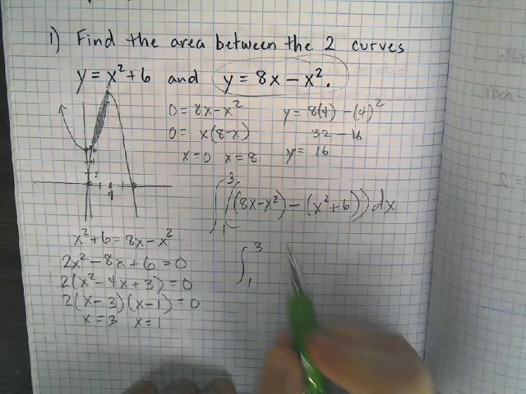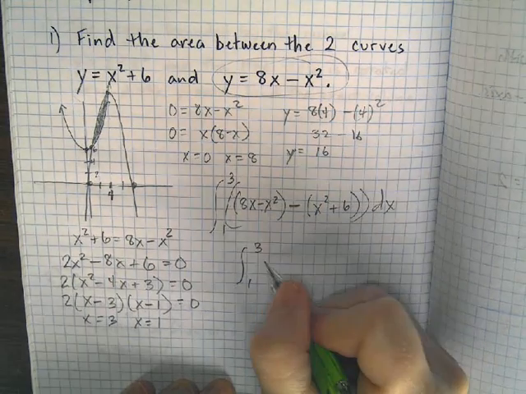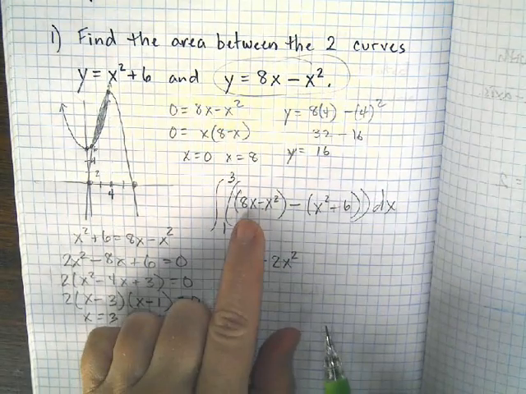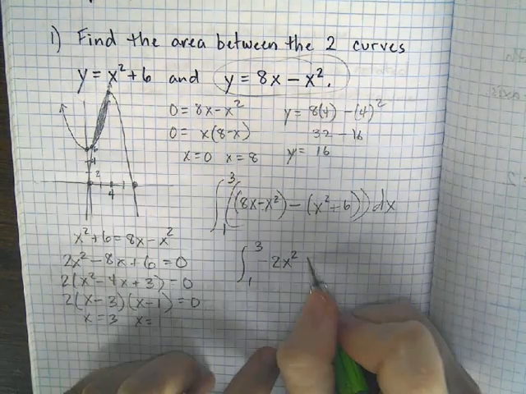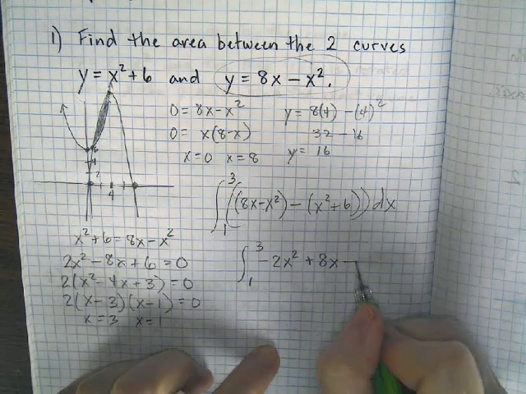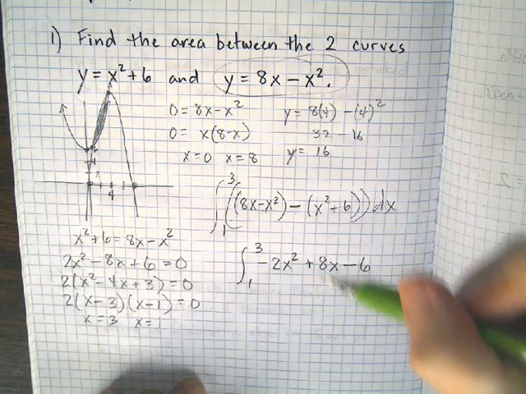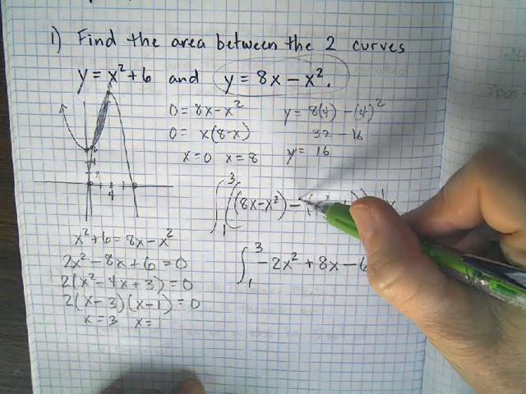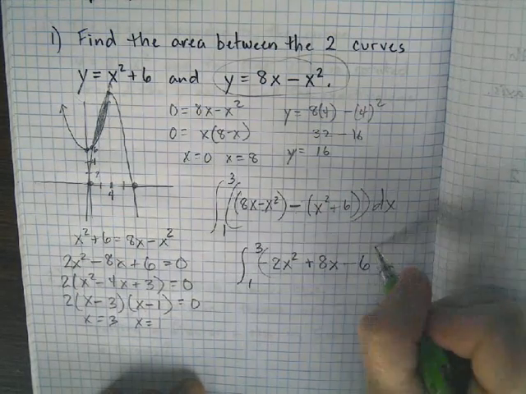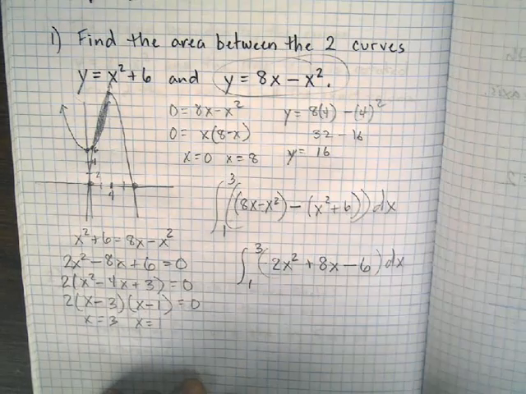I have negative x squared minus x squared gives me negative 2x squared. And then I have, this is my only x, so plus 8x and minus 6. Okay, so I'm distributing my negative. That becomes a negative x squared and a negative 6. Okay, and now I'm going to do the antiderivative of each piece.